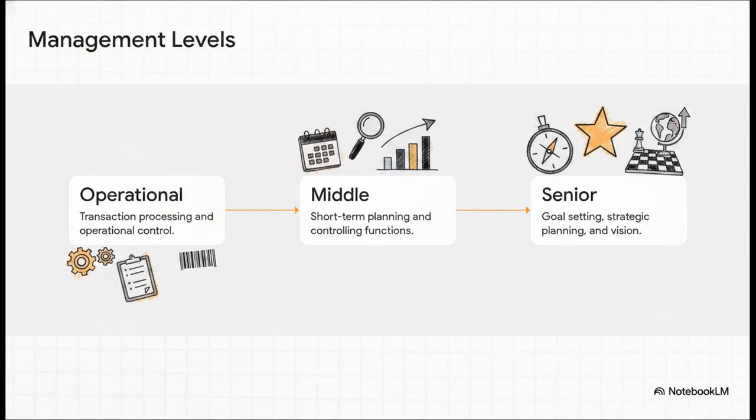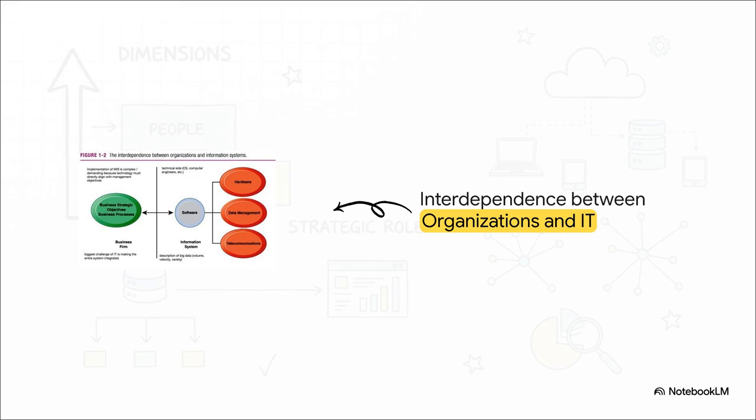Finally, right at the top, you have senior management. Now, they aren't looking at daily transactions at all. They are using the MIS for high-level goal setting, strategic planning, and really steering the overall vision of the company. But here is a crucial reality check. There is a deep, unbreakable interdependence between the business firm and the information system. If you pivot your business strategy, you inevitably have to overhaul your hardware and software to match. The fascinating rule here is that what an organization wants to do is completely limited by what its systems can actually execute. You just can't separate the two.